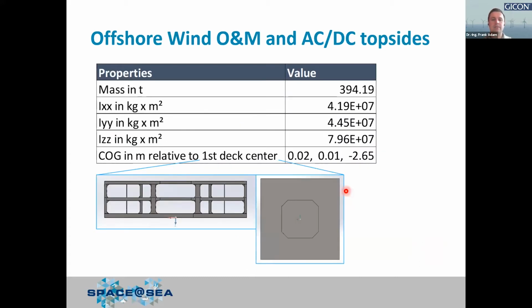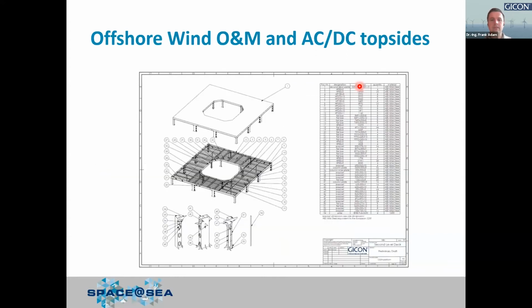Some mass properties of the primary steel structure of the topside are summarized on this slide, whereas I would like to highlight this mass of about 400 tons here is excluding any internals, excluding any equipment, etc. So meaning, for sure, the mass will definitely increase based on the usage for this topside later on. Some nice pictures also of the drawings.